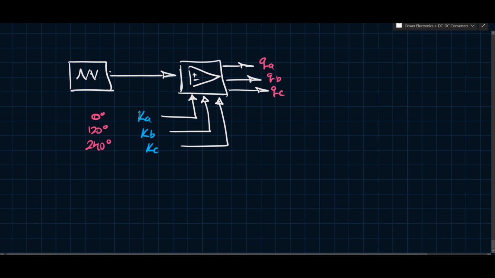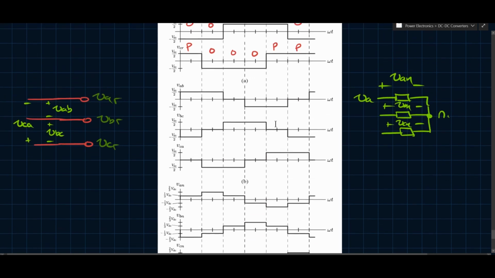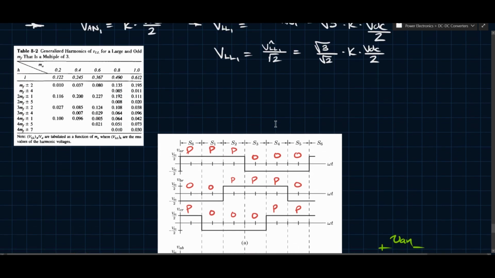In any case, this is as far as we're going to go here for as far as the theory is concerned for the 3-phase inverter.